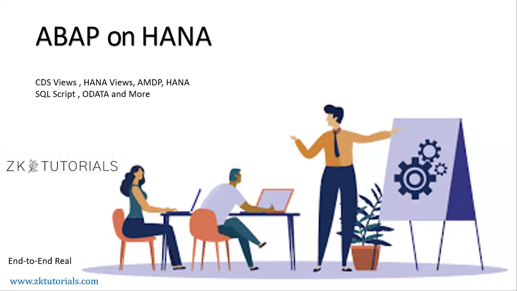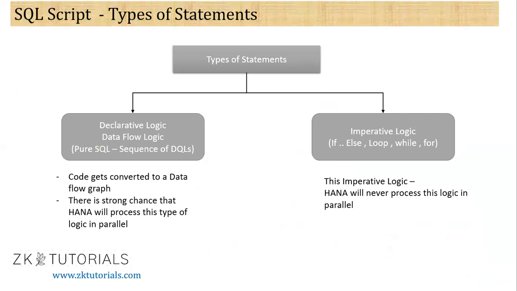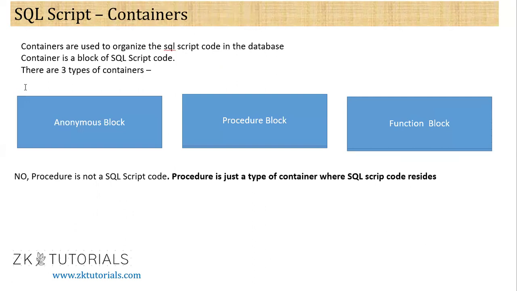So guys, in our previous session, we discussed some blocks. We discussed containers. When we started this series, we began with SQL script basics. It's a database programming language. Then we discussed the types of statement. There are two types: one is declarative and the other is imperative logic. Then we discussed more about the data flow. And in the previous session, we discussed the types of containers. First is the anonymous block, second is the procedure block, third is the function block.